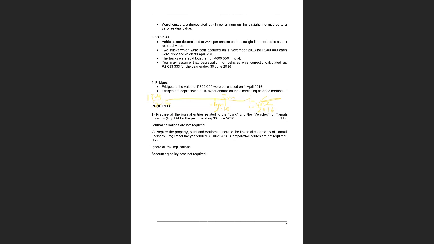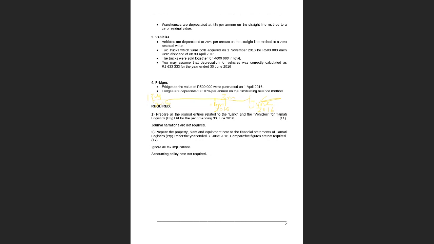Okay, ma'am, understood. Okay, good. So in the solution, you will see it will be explained there as well. And if you're still struggling with it, you're more than welcome to send an email, or you can even ask one of the tutors as well.